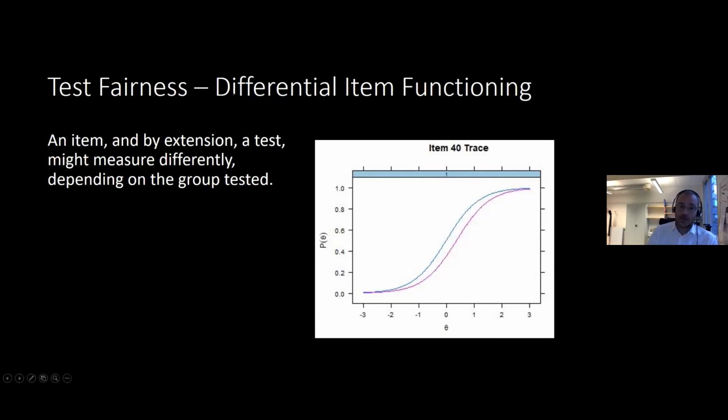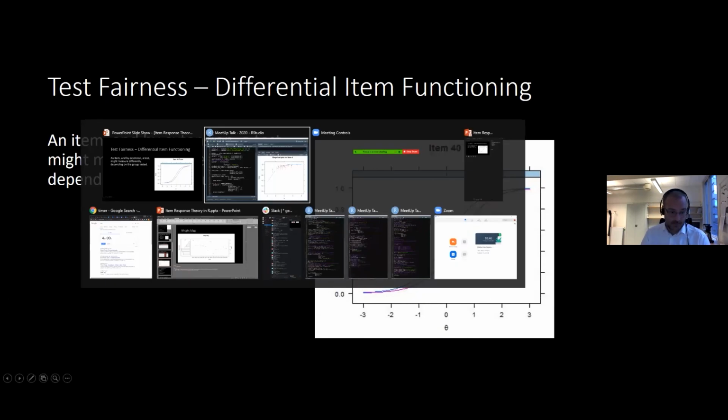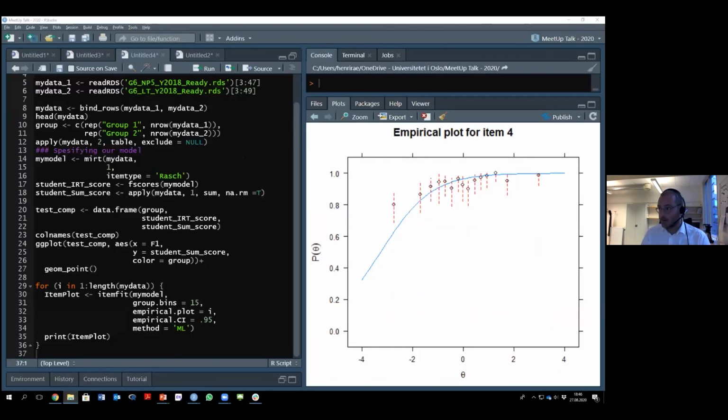In IRT language, this is called differential item functioning, and essentially it's a setting where items function differently. So when you're used to it, it's a rather self-explanatory concept. If an item behaves differently, it tests differently, and that can lead to quite unfair interpretations of the results. So I have already run the analysis, so it shouldn't take too much time.